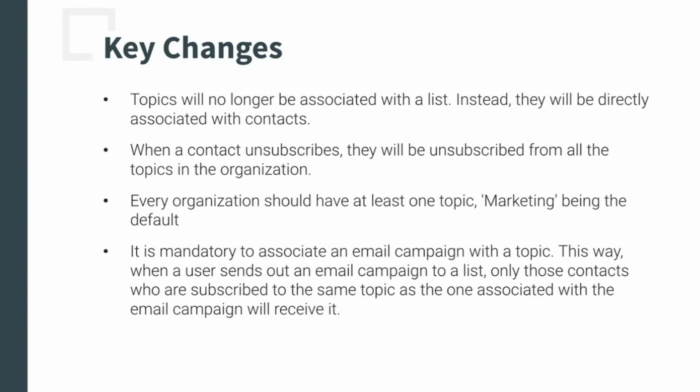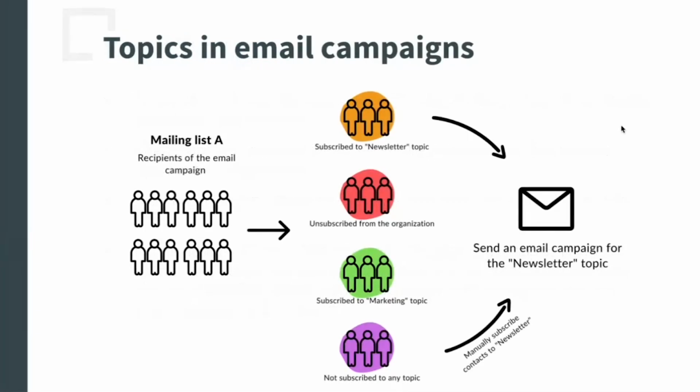I'll just explain this to you with this image. Say, for example, I have an email list A. Email list A has four kinds of contacts. One group are those who have subscribed to the newsletter topic. They have shown interest in the newsletter topic. There is another group of people who have unsubscribed from the organization. The third set of people are interested in marketing. They want to receive marketing related content. And the fourth segment of people are those who have not subscribed to any topic yet.